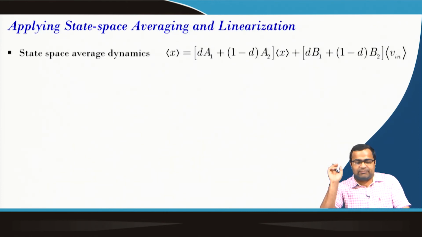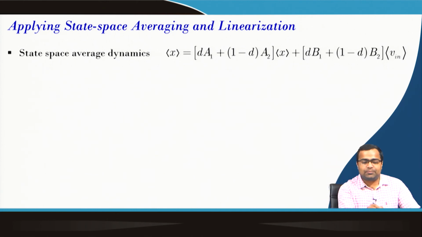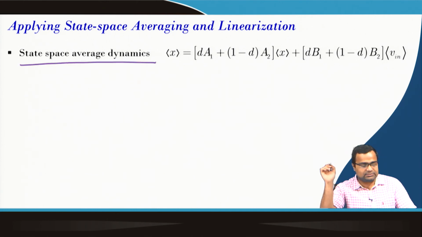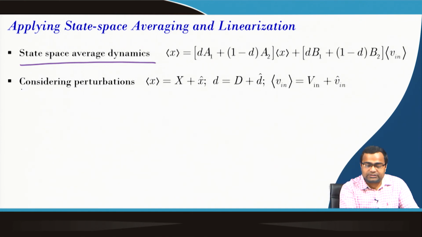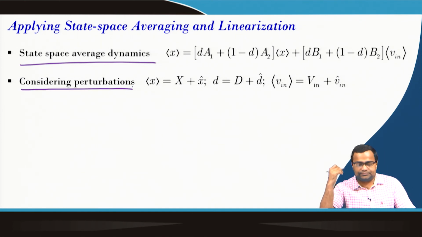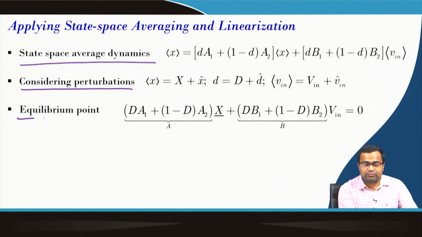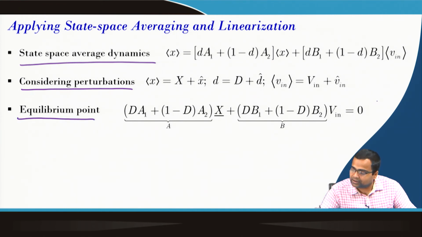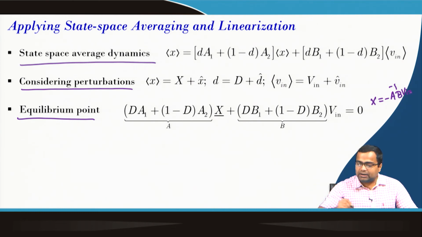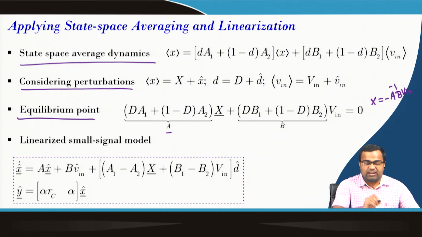So, applying the state space averaging technique that we discussed, first we have to obtain the state space average dynamics, then we have to consider the perturbation that we discussed already, then we have to find out the equilibrium point, and from here we can find out x equal to minus A inverse B into Vin, and we discussed this is A, B and A is invertible. Then we can find out the linear small signal model, and this we have shown can be very easily obtained by Taylor series.